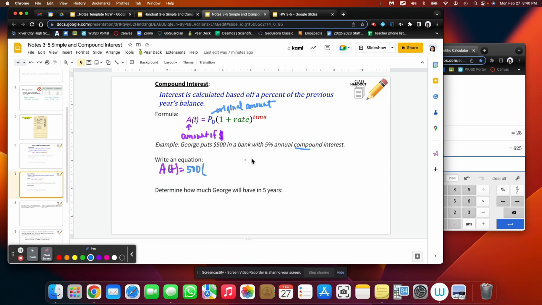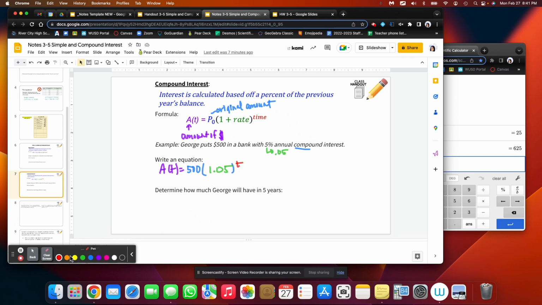And then we're going to do 1 plus the rate. So remember, 5%, we need to write that as a decimal. That's going to be 0.05. So we're going to do 1 plus that. So this is going to be 1.05 to the t power. So there's an equation that would represent the amount of money in the account after a certain amount of years.